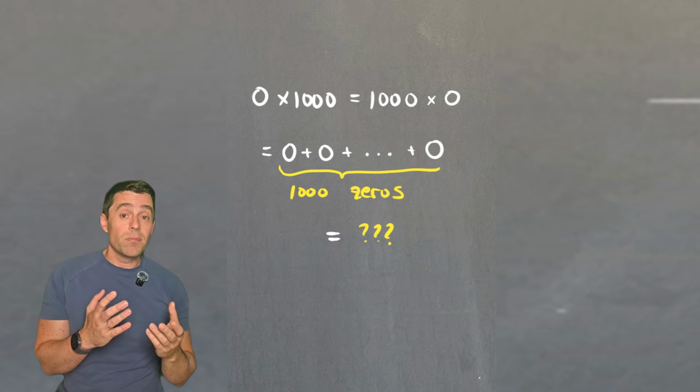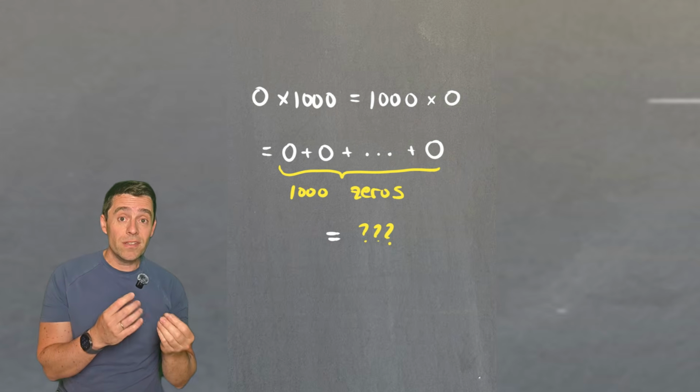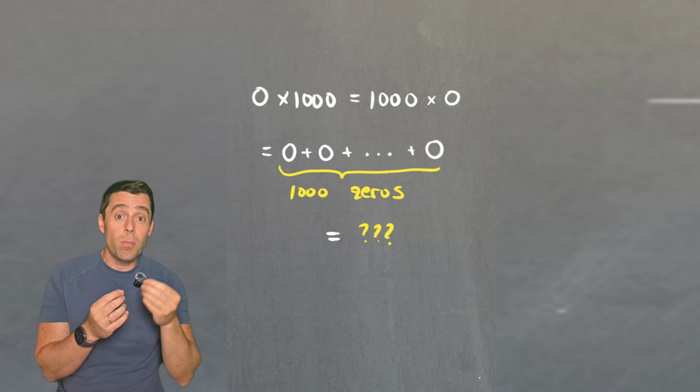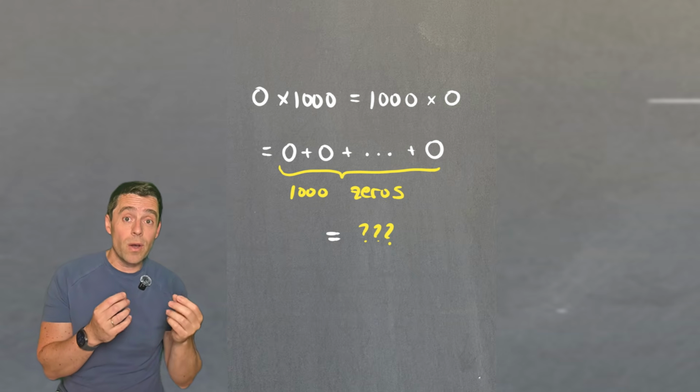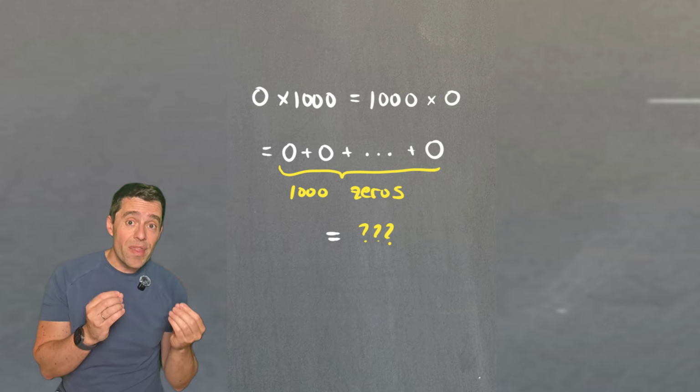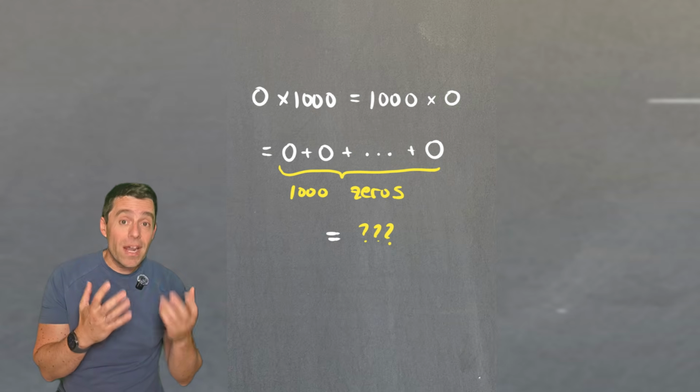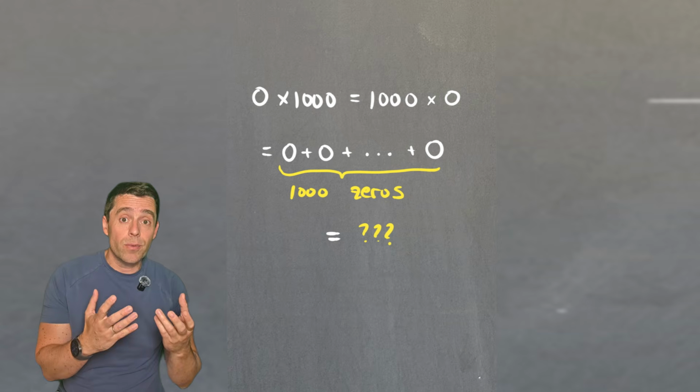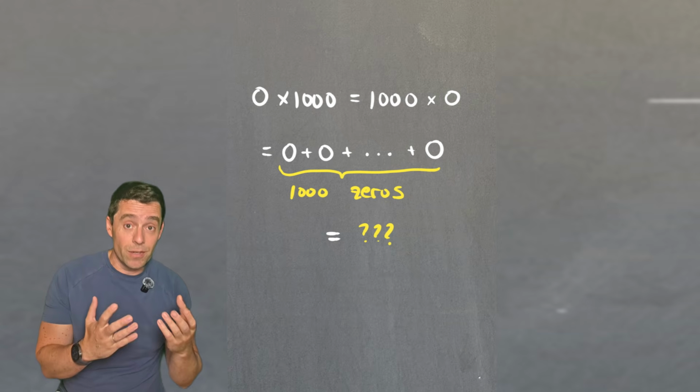So if I apply the same logic to 0 times 1,000, that will be 0 plus 0 plus 0 and so on, the addition of 1,000 zeros. But it doesn't matter if I add 3 or 1,000 zeros, I still will have 0.